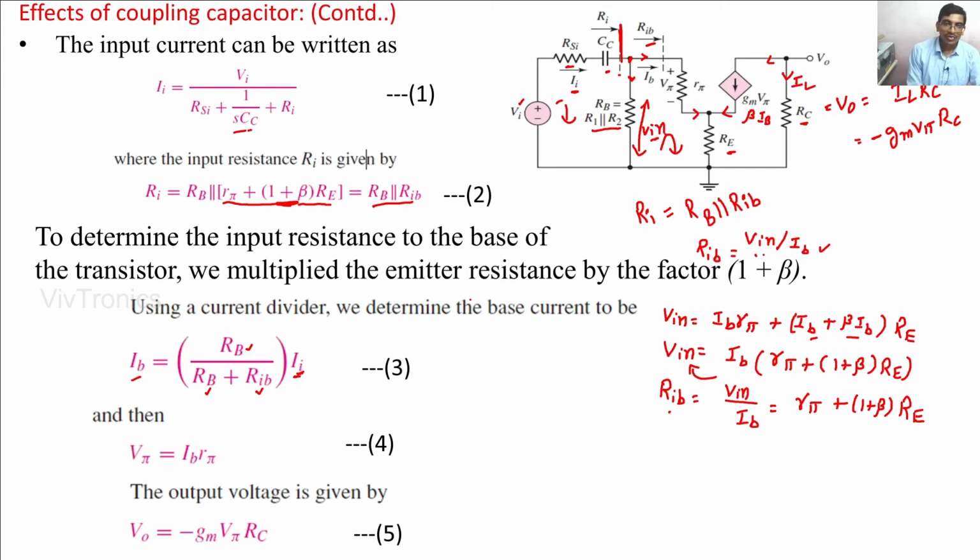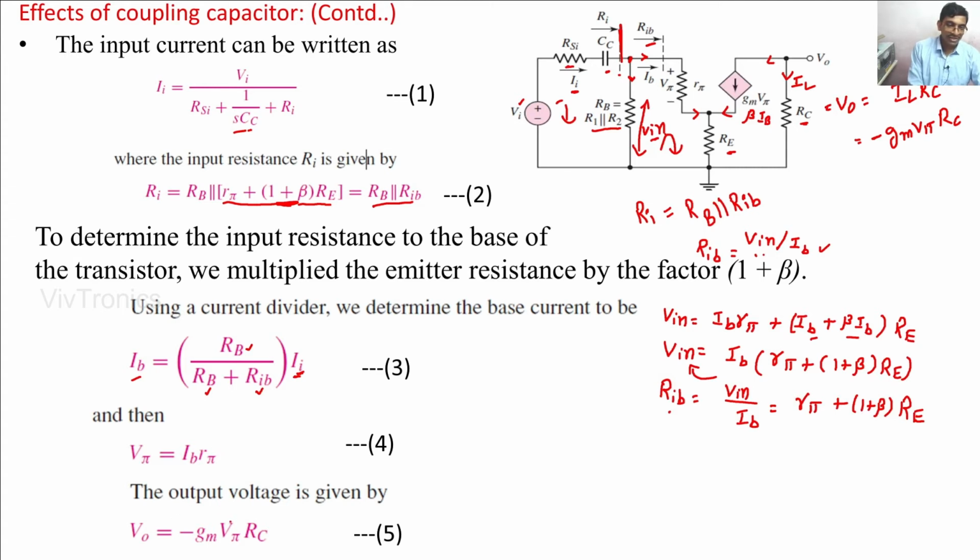Now we are going to substitute all equations from 1 to 4 in equation number 5 in order to get the voltage gain. The V pi value is nothing but IB into R pi. Now we are going to substitute equation number 4 in equation number 5.